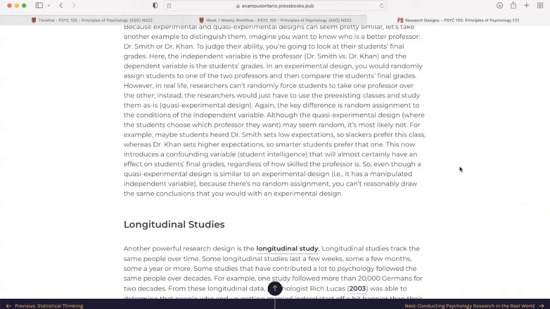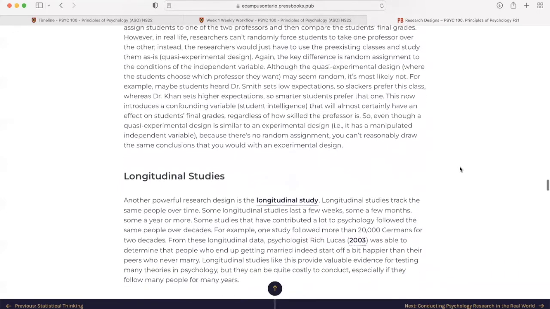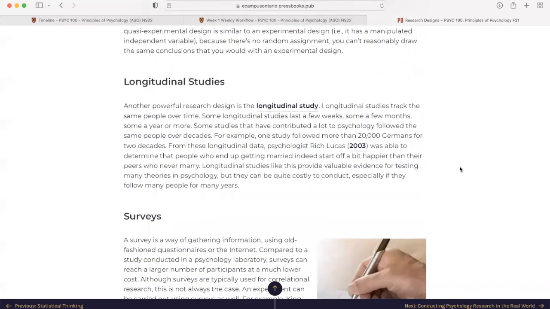This now introduces a confounding variable, student intelligence, that will almost certainly have an effect on students' final grades, regardless of how skilled the professor is. So even though a quasi-experimental design is similar to an experimental design, i.e., it has a manipulated independent variable, because there's no random assignment, you can't reasonably draw the same conclusions that you would with an experimental design.